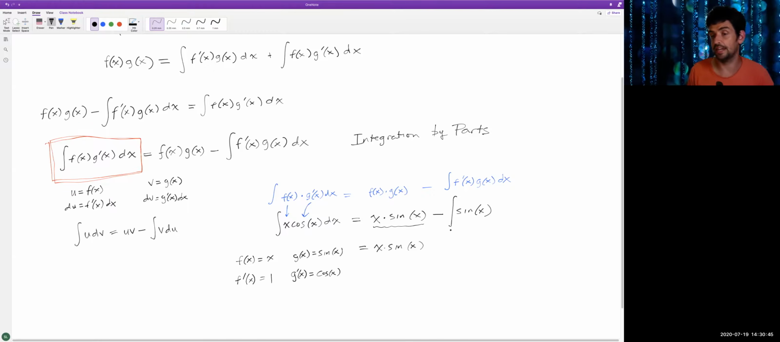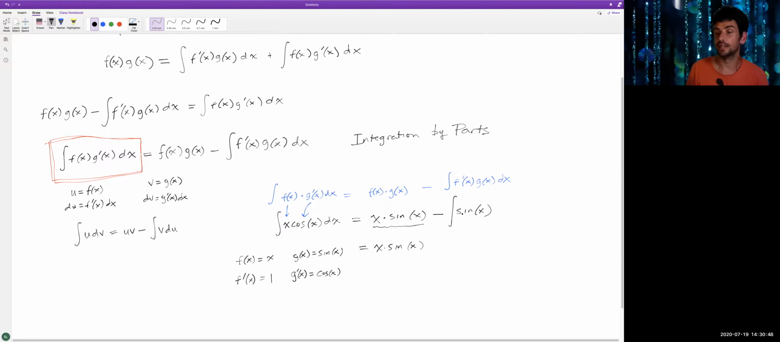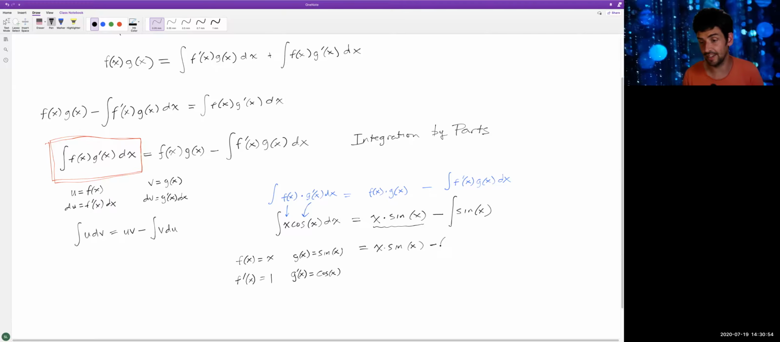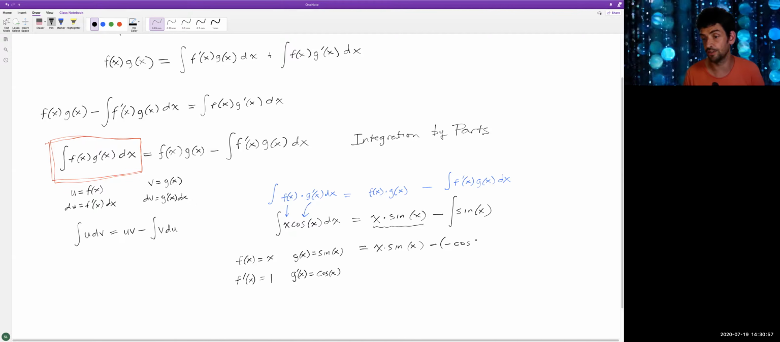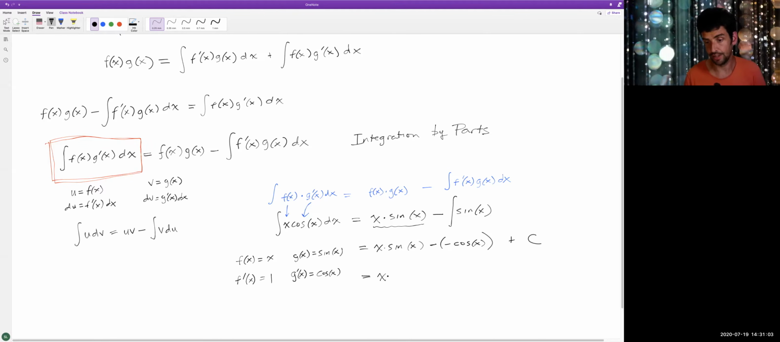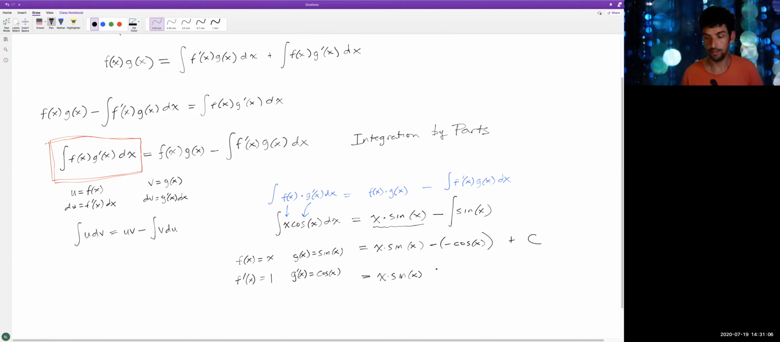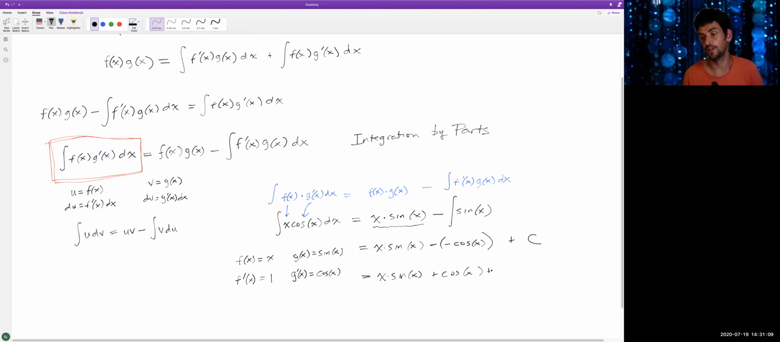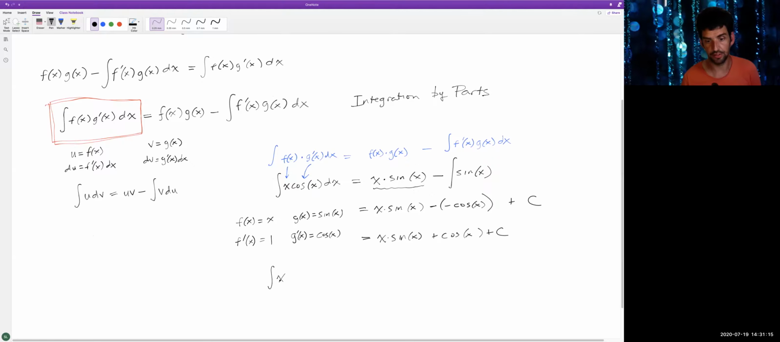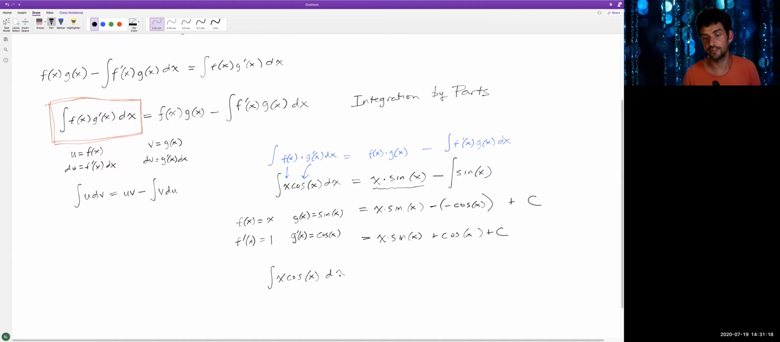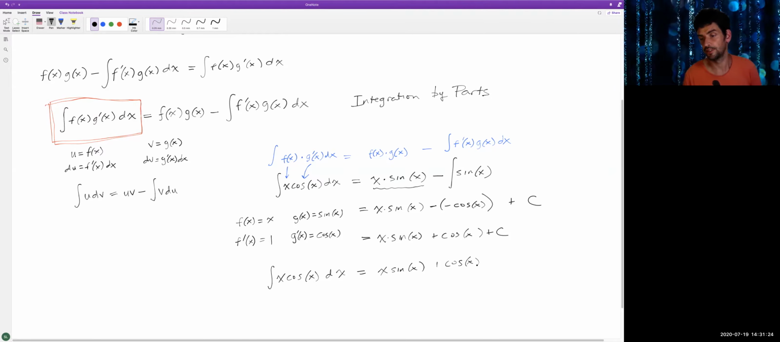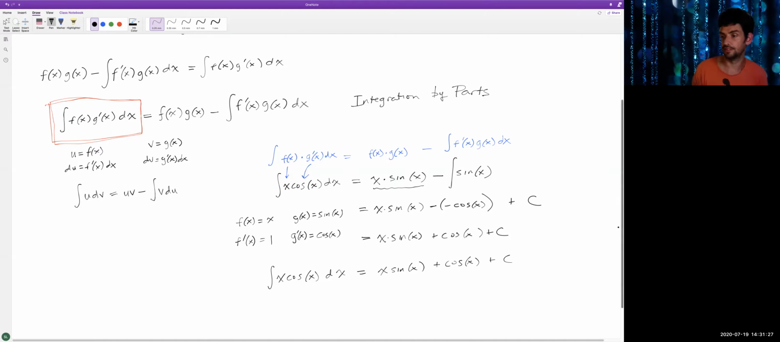I also have an integral here, the antiderivative of sine of x, that I now know how to take. This is an antiderivative we can take. The antiderivative of sine of x is negative cosine of x. Now is when I'll put in my constant of integration, and I can simplify this as x sine of x plus cosine of x plus c. In other words, the antiderivative of x cosine of x dx is equal to x sine of x plus cosine of x plus some constant.